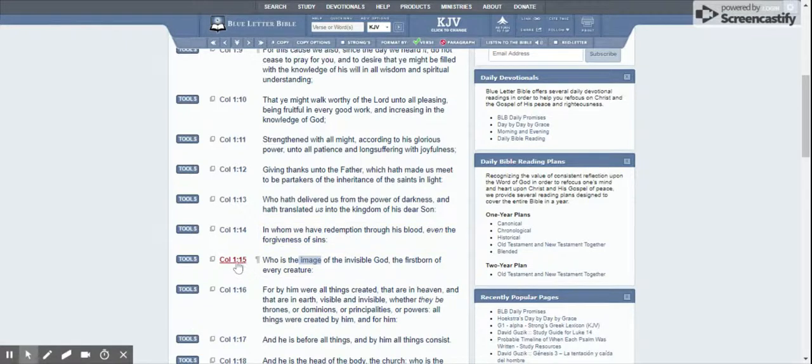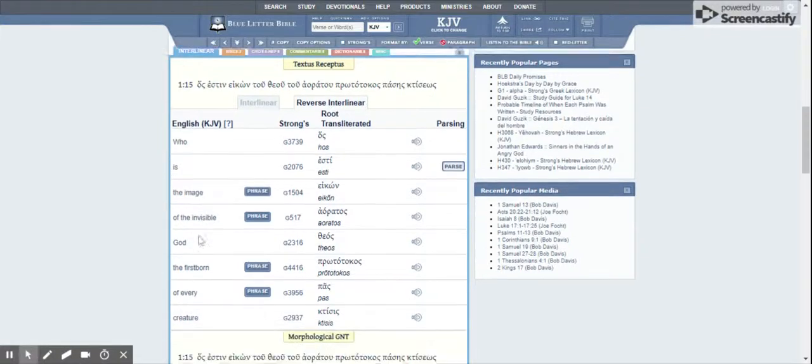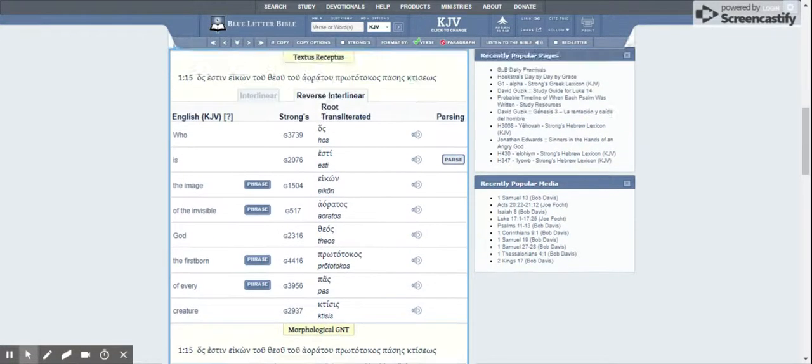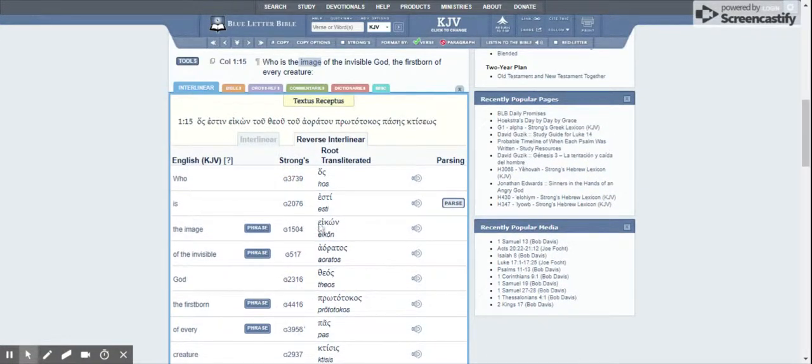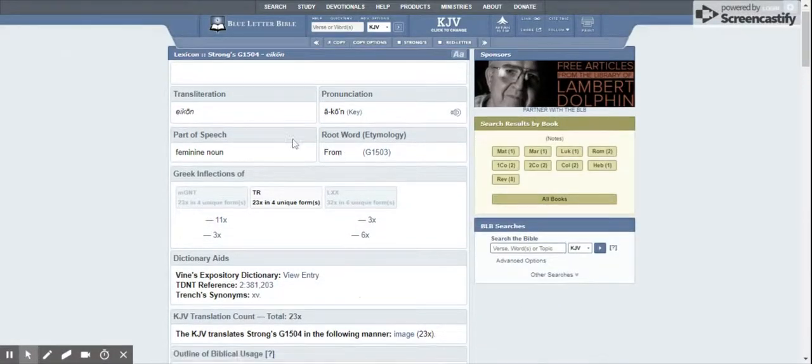We do that by clicking on the verse here, and it brings up this interlinear Bible. Interlinear is just that it puts the English and the Greek side by side, and then it has this Strong's number, which just categorizes all the Greek and Hebrew words. And so here we have image, and we see that the Greek word here is eikon. Click on it, and here's what we got.